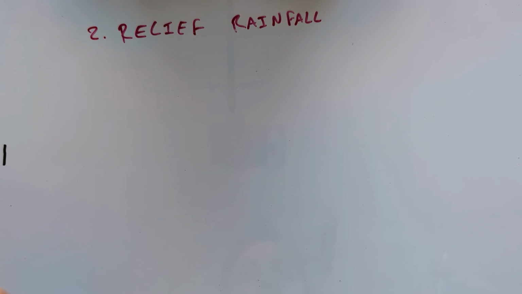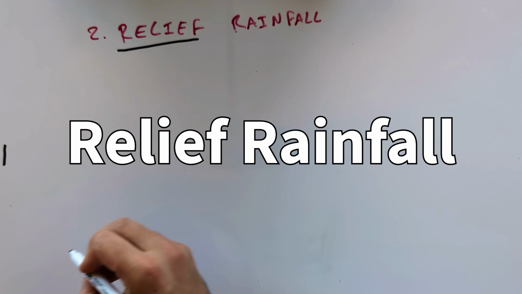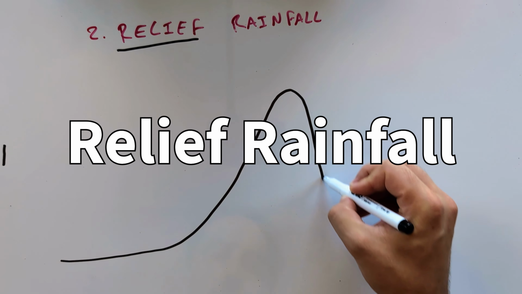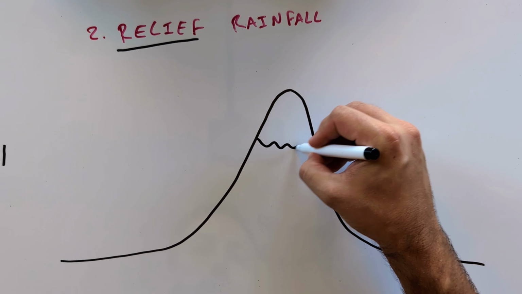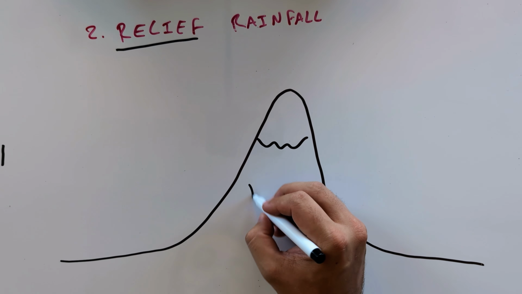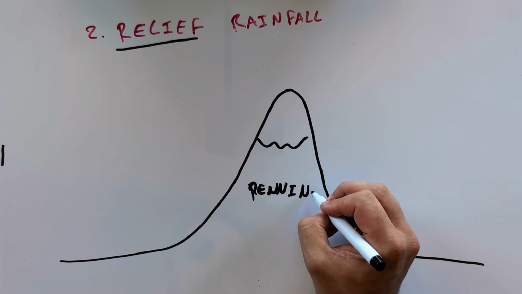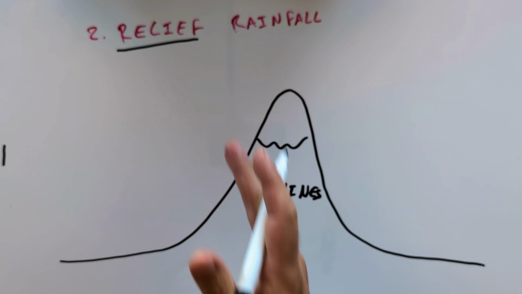Okay, so let's talk about our second type of rainfall. This is relief rainfall. Now, relief just means the shape of the land. So, this is our mountain range. We're going to use a UK example, so we're just going to say the Pennines. Okay, the Pennines runs down the spine of England.